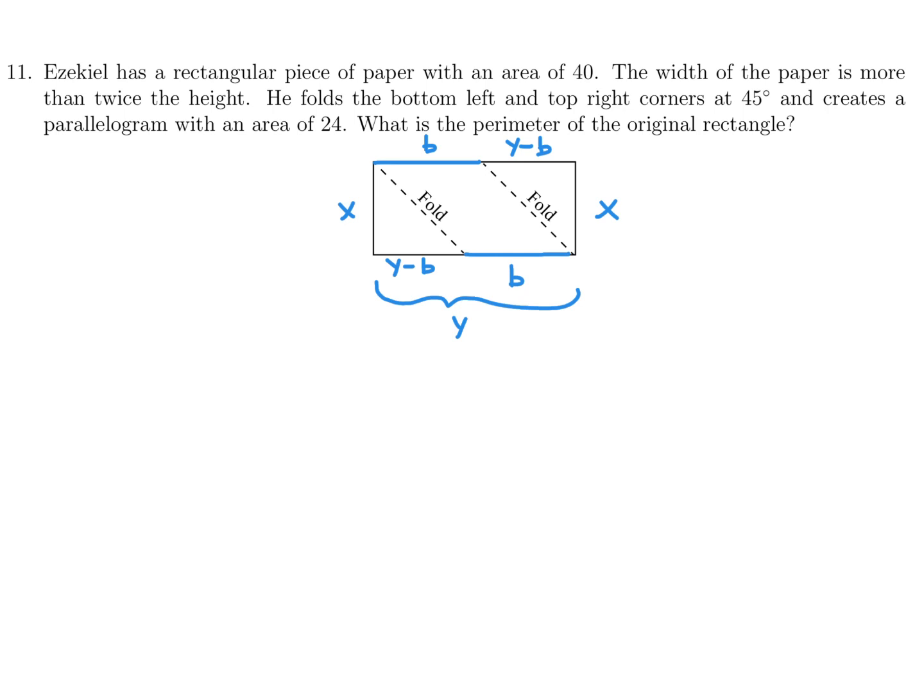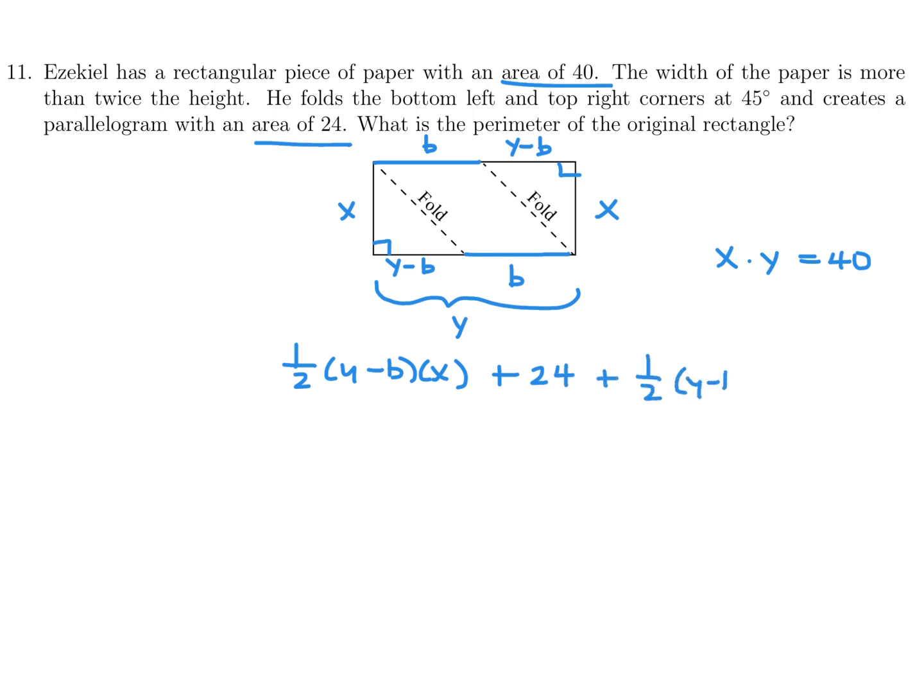Anything? We know that X times Y is 40. The area. Anything else? Let's see here. Oh, area of 24 of the parallelogram. Okay. So, all right. I think I can figure this out. So, those two are triangles. So, 1/2 base times height would be Y minus B times X for that first triangle, plus the parallelogram, which they told me is 24, plus 1/2 base times height, Y minus B times X. And that total is 40, right? Yeah. So this basically just becomes Y minus B times X is equal to 16.